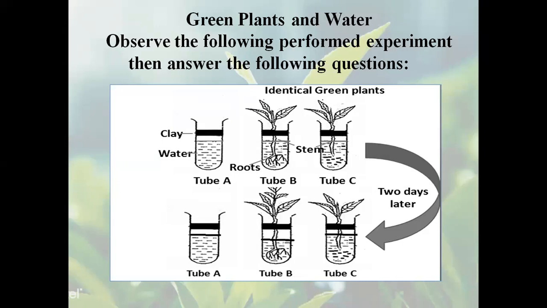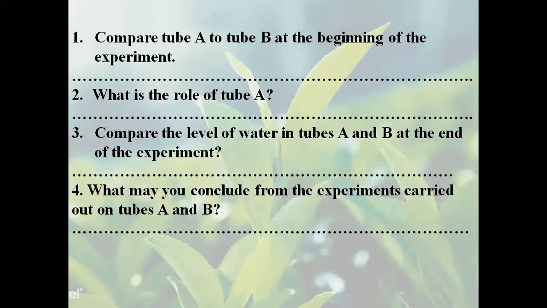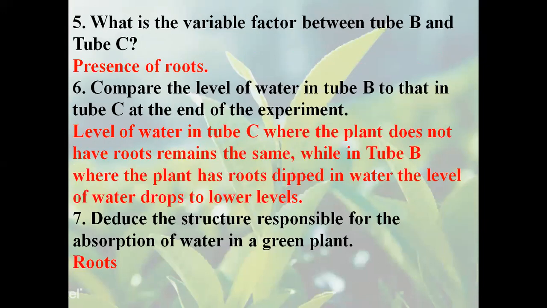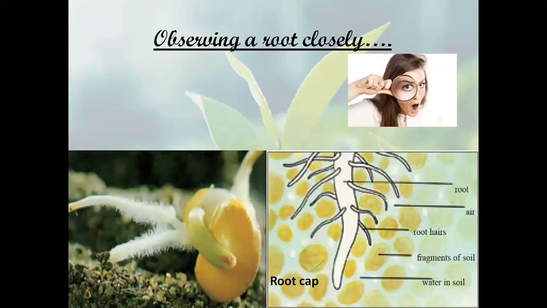Tubes B and C, what is the variable factor between these two tubes? In tube B, we have roots and stem. In tube C, we don't have roots. So the variable factor is the root. In this experiment, we determined that the structure responsible for the absorption of water in green plants is the root. If we look closely at the roots, we have the root cap and the root hair.